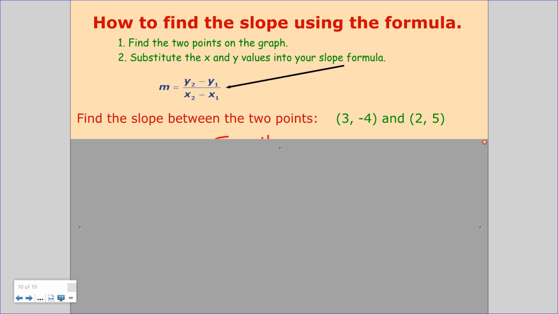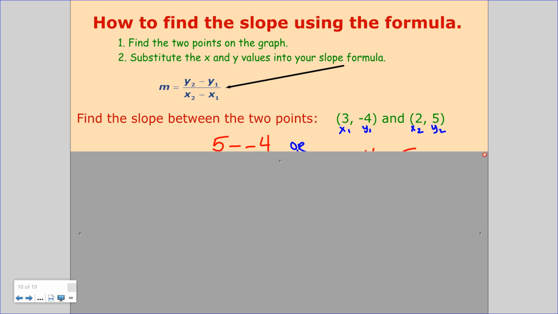So what we'll do is we are going to start by labeling the points we're given. We're going to find the slope between the points 3, negative 4, and 2, 5. So I'm just going to call this point x1 and y1. And again, it doesn't matter which point you name as your first point. You could choose to make this one your x1, y1. I'm not, so this one's going to be my x2, y2. From here, we will fill into our formula.